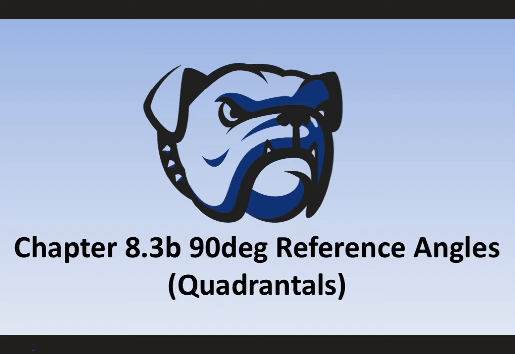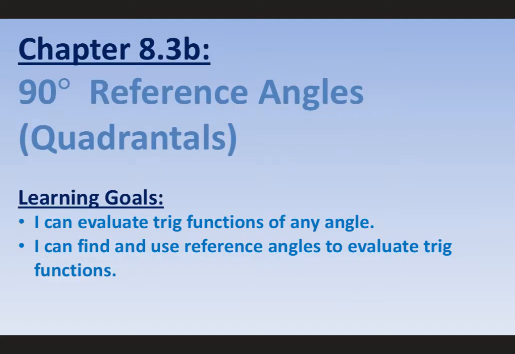Welcome to chapter 8.3 part B lesson video. Today we're going to talk about the 90-degree reference angles, the ones that we have not talked about yet. Oftentimes these are referred to as the quadrantal angles because they are the ones on the quadrant. They are a little bit different because for these ones we cannot draw a triangle. So we have to rely more on knowing our x and our y values in order to do them. So let's go ahead and get started.